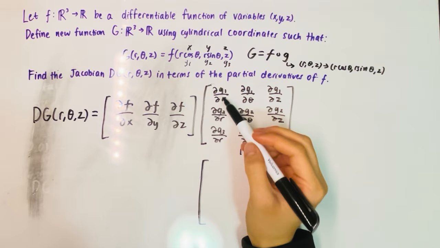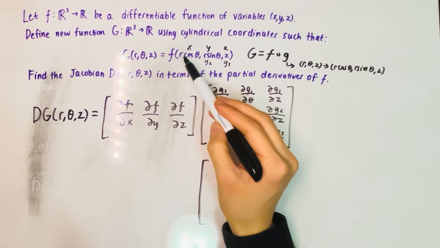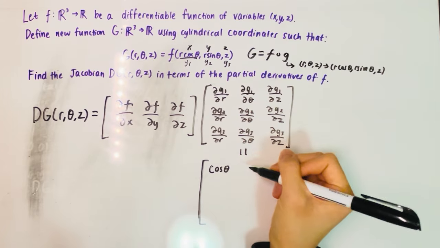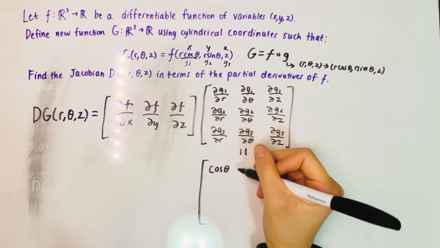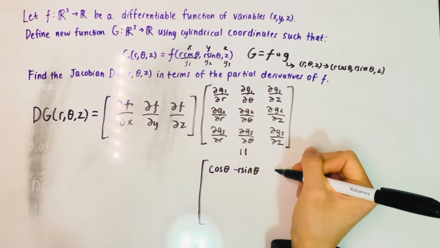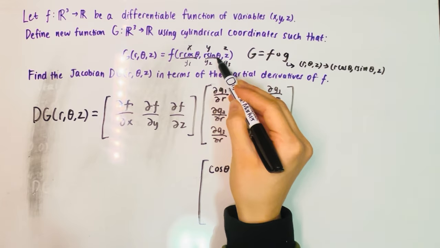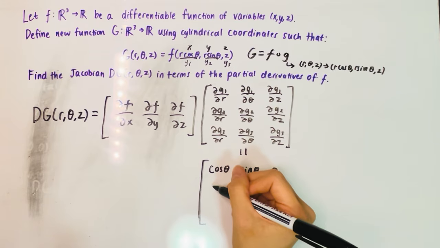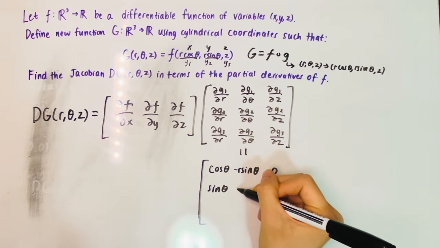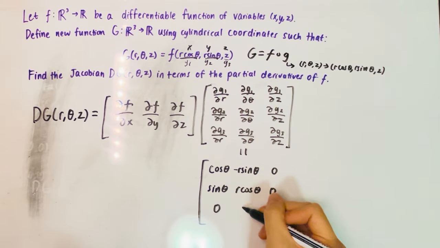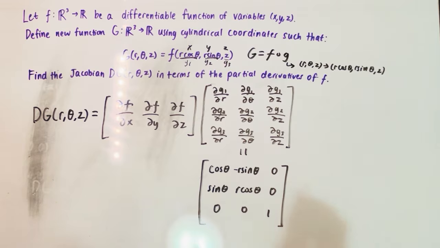Alright, so ∂g1/∂r, that's just the derivative of that with respect to r. It's cosine θ. The derivative of this with respect to θ is negative r sine θ, and the derivative with respect to z is 0. Similarly, looking at this, the derivatives are sine θ, r cosine θ, and then 0. And then finally z, that's easy, 0, 0, 1. All right, so that is the Jacobian in terms of the partial derivatives of f.